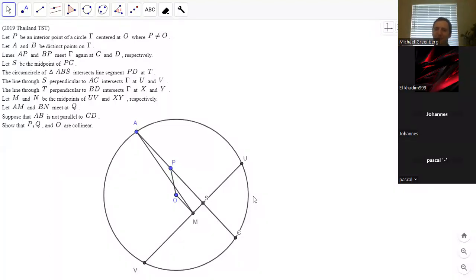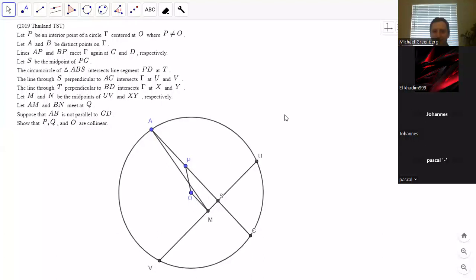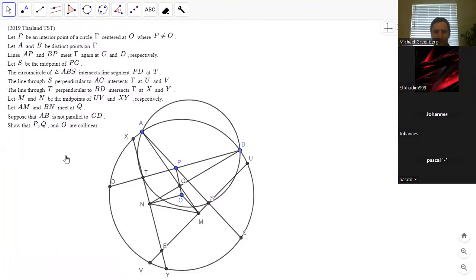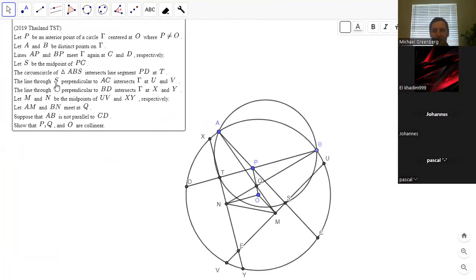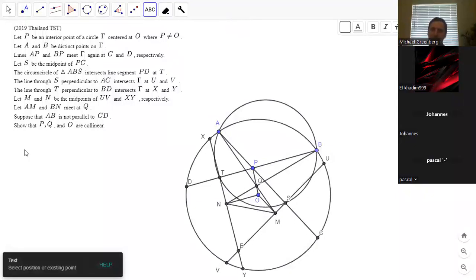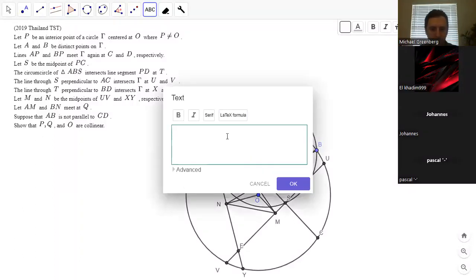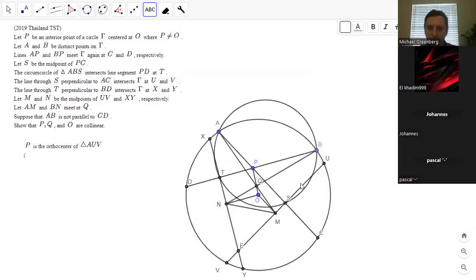So all these problems are too easy. I guess I could write it up, but yeah, that is too easy. So we'll have to look for harder problems. I thought this would be harder, Thailand team selection test. Because it wasn't that easy last time. So P is the orthocenter of AUV, since it's the reflection of C over UV.